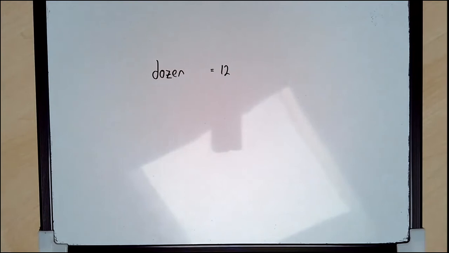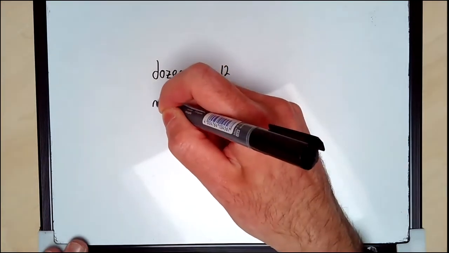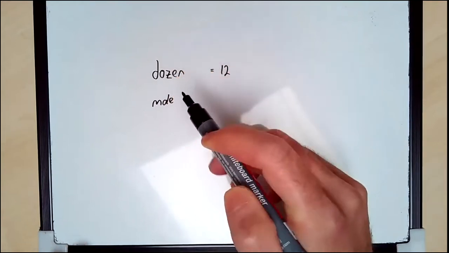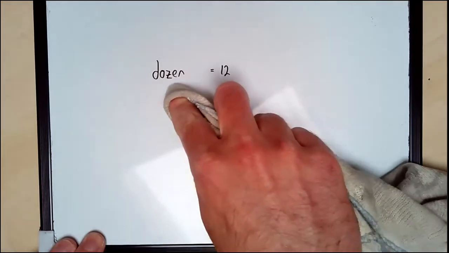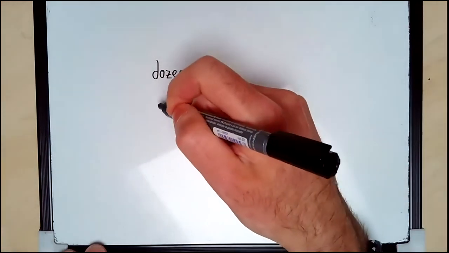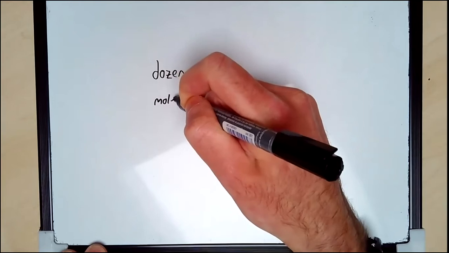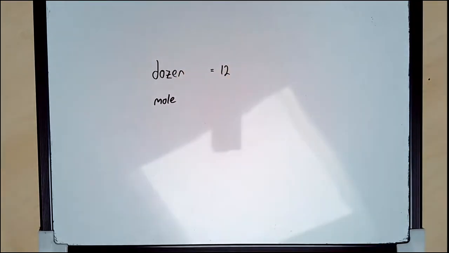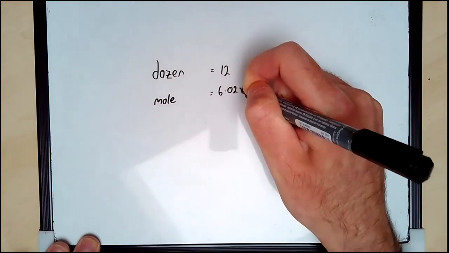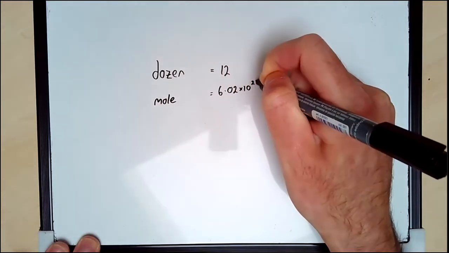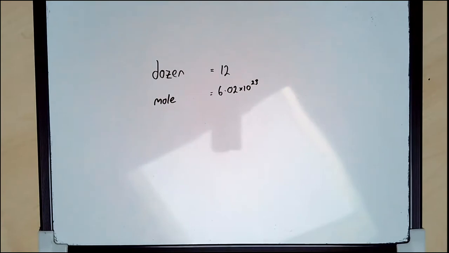In chemistry, chemists have a number as well, and that number is called the mole. Now, do you remember what I said, that for people who sell eggs, the word dozen is a useful word? I'm just going to write that more clearly for you. In chemistry, the word mole is also a useful word. What number does the mole represent? Well, it doesn't represent one or two or three or four. It represents 6.02 times 10 to the power of 23, which is a very, very, very large number.